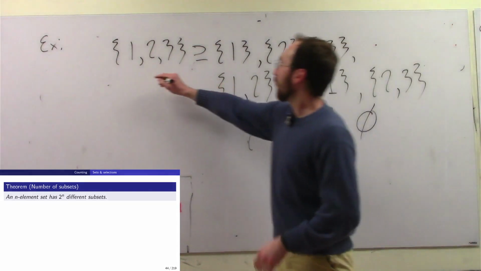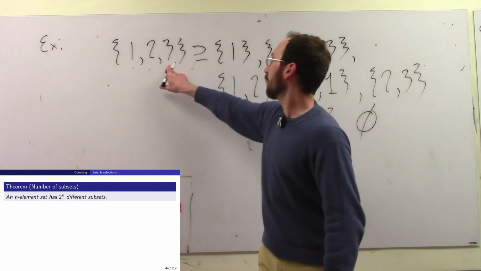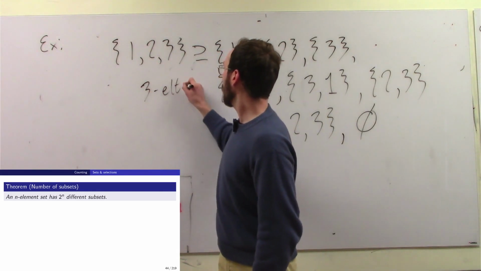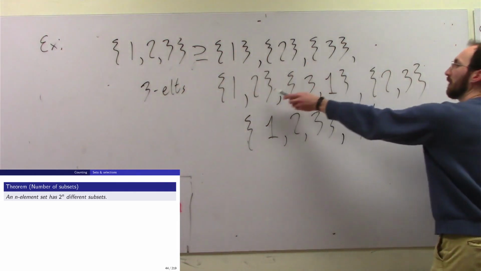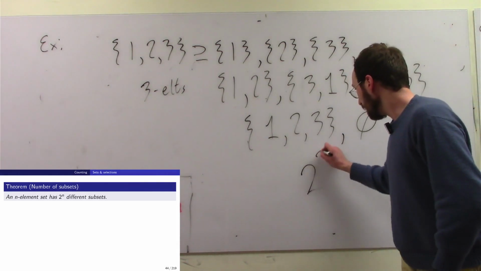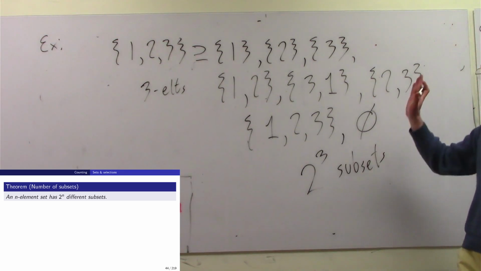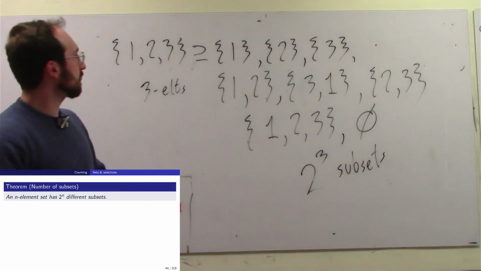And let's see, we had 1, 2, 3 elements in {1, 2, 3}. So this is 3 elements. And how many subsets did we get? We got 1, 2, 3, 4, 5, 6, 7, 8. 2 to the 3 subsets. Thankfully, I didn't lie. Okay, so now how can we show this in general?